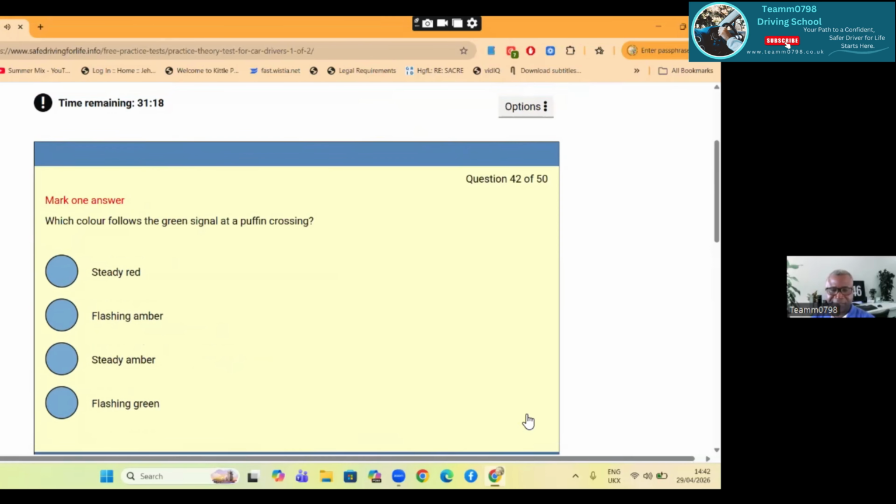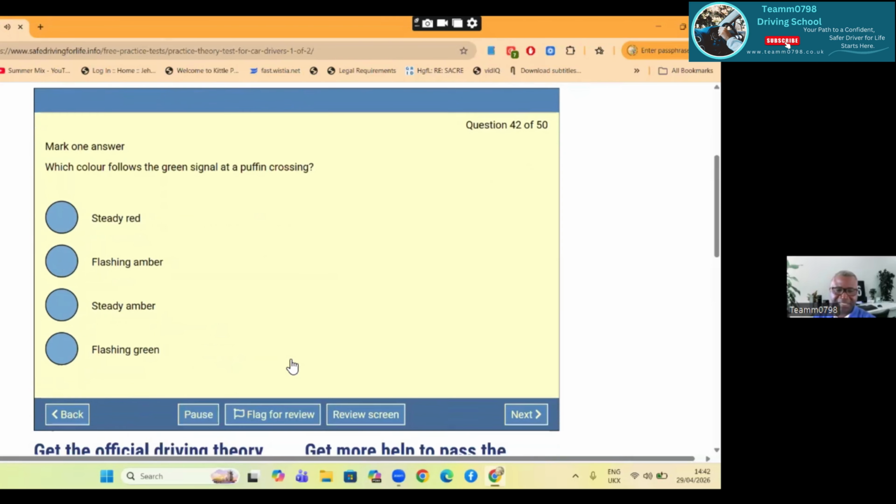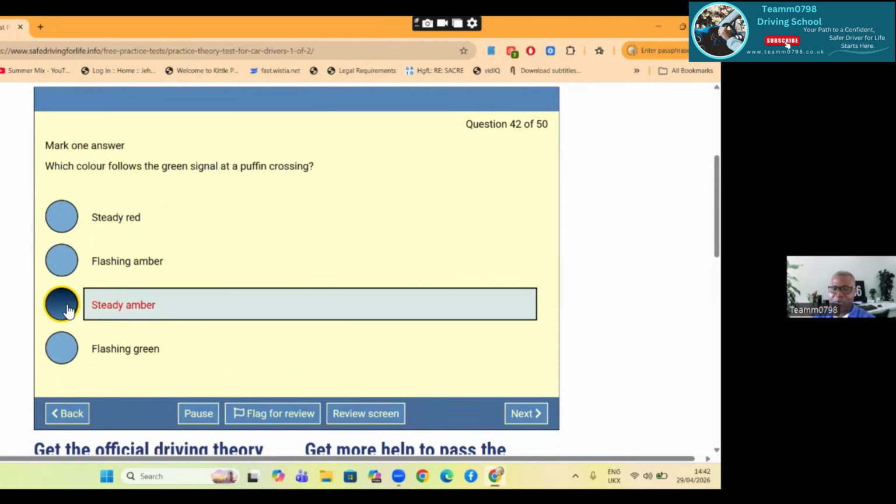Mark one answer. Which colour follows the green signal at a puffin crossing? Okay, so at a puffin crossing it's steady amber. There's more explanation: I think it uses a sensor so it doesn't flash, it's just a steady amber. But there are more details on how this works. There are other videos on the internet, on YouTube, that explain this very well. So sometimes you may just need to absorb this information or watch some of the other videos. I will make a video on this in the future, on the different pelican, puffin and toucan crossings.